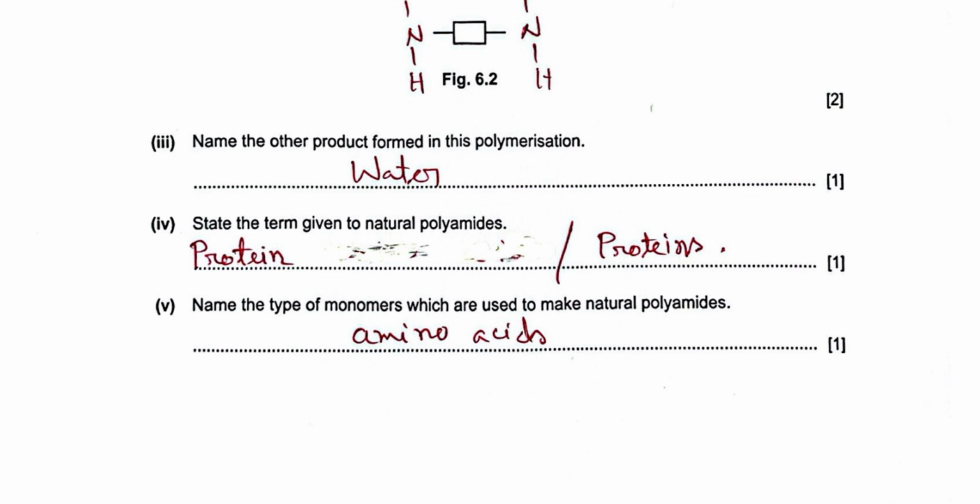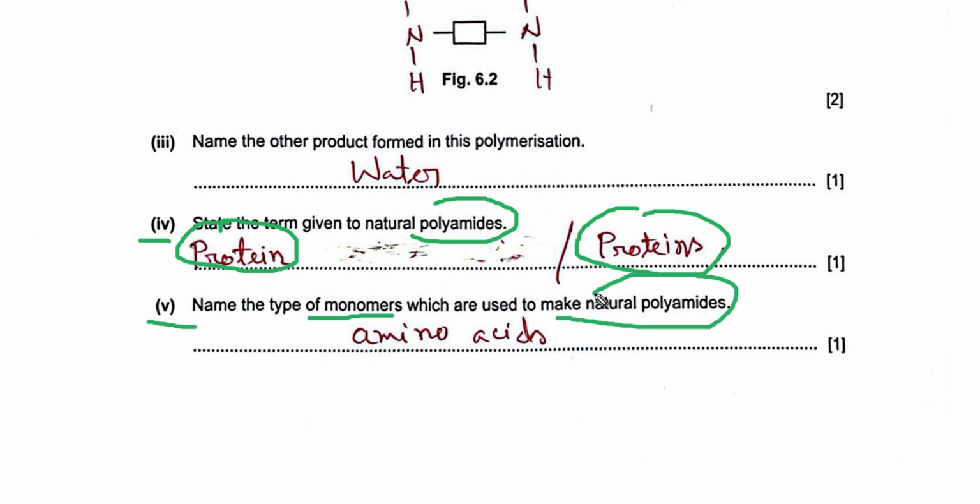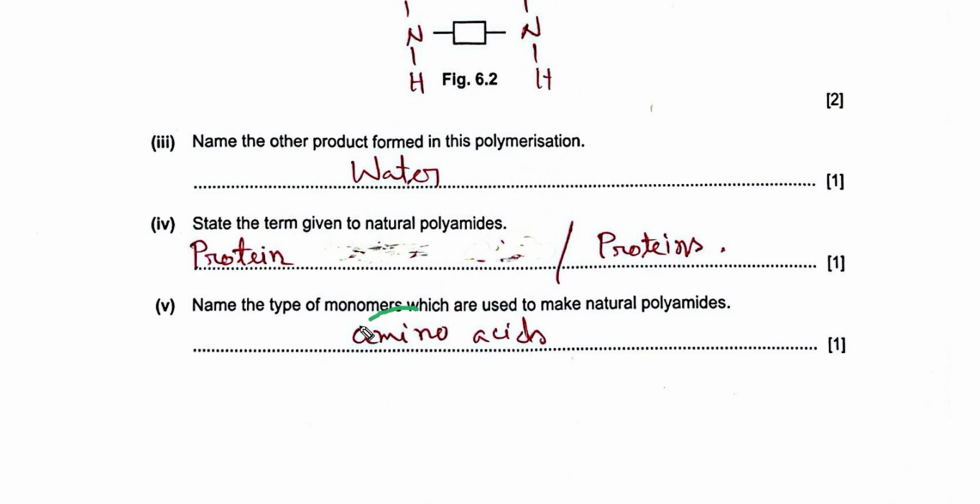And 4, state the term given to the natural polyamide. Natural polyamide is proteins, or you can write proteins. 5, name the type of monomers which are used to make natural polyamides. Monomers will be amino acid. Amino acids react to form natural polyamides, proteins. Amino acids are the monomers of proteins.